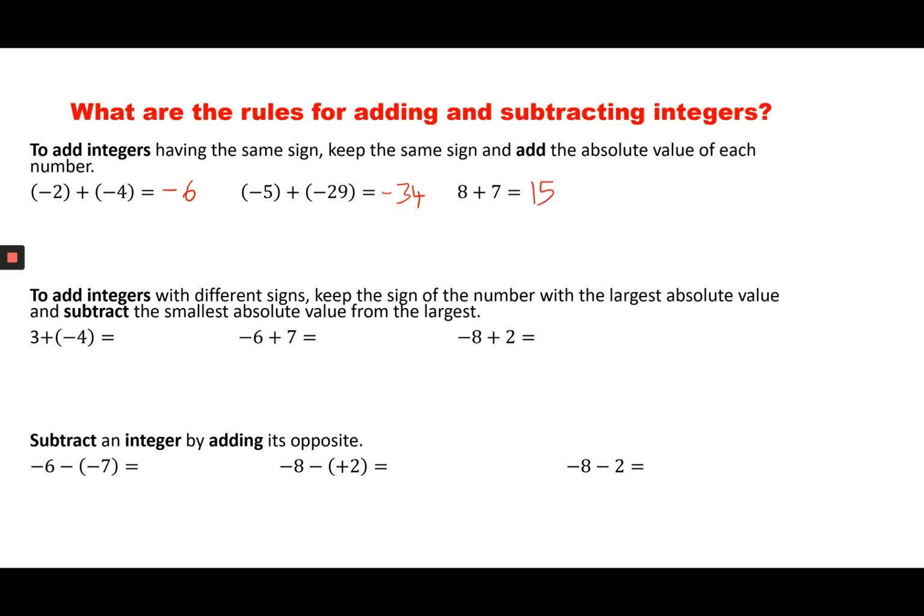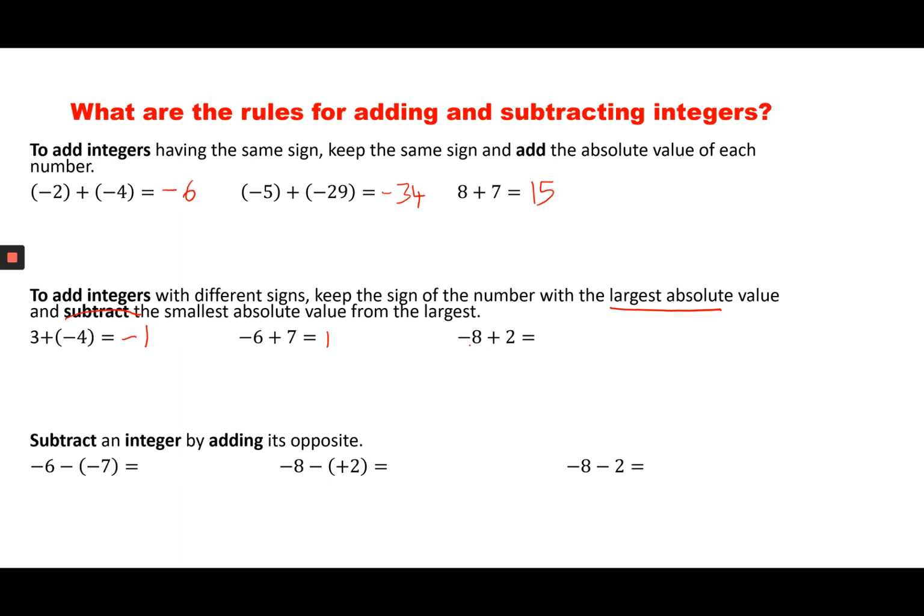When they have different signs, keep the sign of the number with the largest absolute value and subtract. Here, the largest absolute value is negative, so the sign of the sum is going to be negative. 4 minus 3 is 1. -6 plus 7, 7 has bigger absolute value. That's why my answer is going to be positive. I don't need to put a plus sign here. 7 minus 6 is 1.